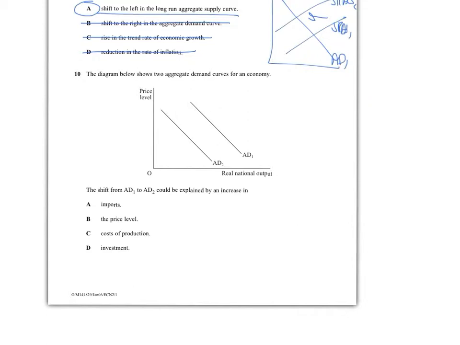Right, after that slightly difficult one, the only reason why the other one was difficult was because I wasn't that convinced by A. But the thing is, B, C, and D were completely wrong. So just cross them off and think, well, it must be A, and that's probably the best way.